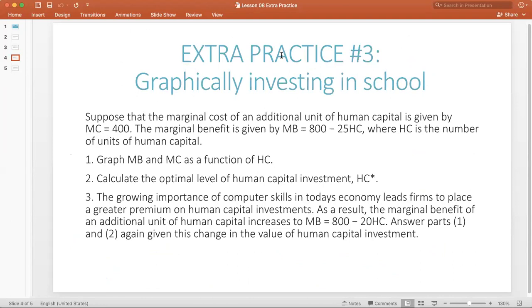So number 3, graphically investing in school. Suppose that the marginal cost of an additional unit of human capital is given by marginal cost equals 400. The marginal benefit is given by marginal benefit equals 800 minus 25 HC, where HC is the number of units of human capital. Number 1, graph MB and MC as a function of HC. So now we're getting into more graphing, obviously.